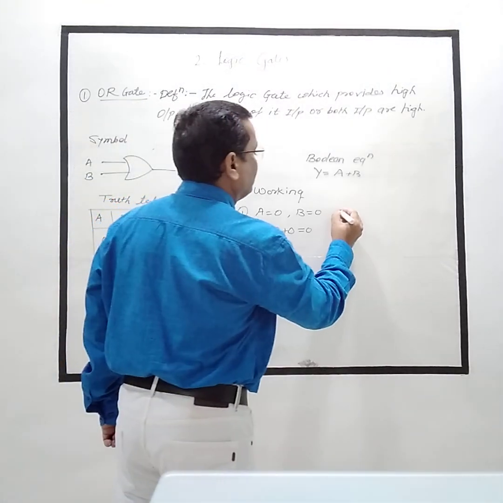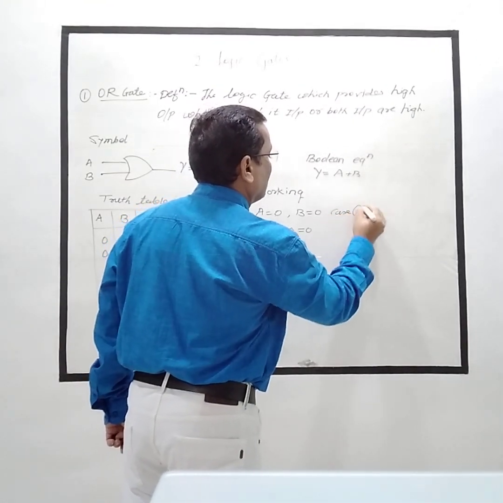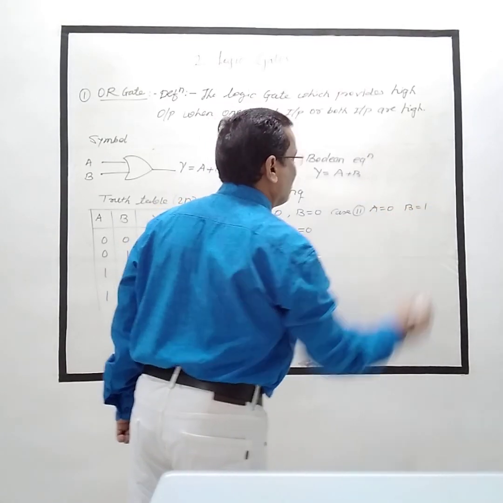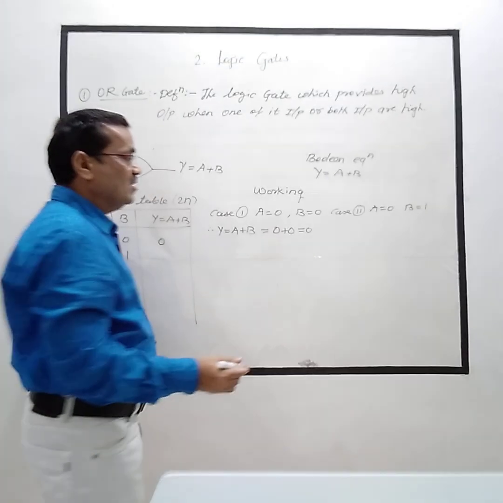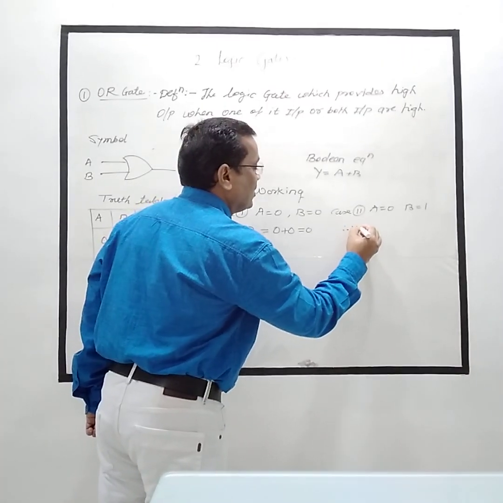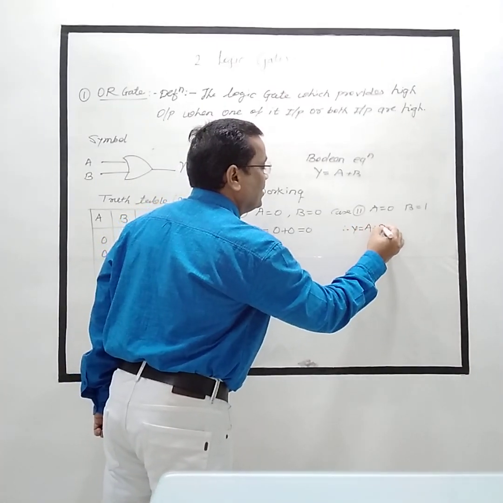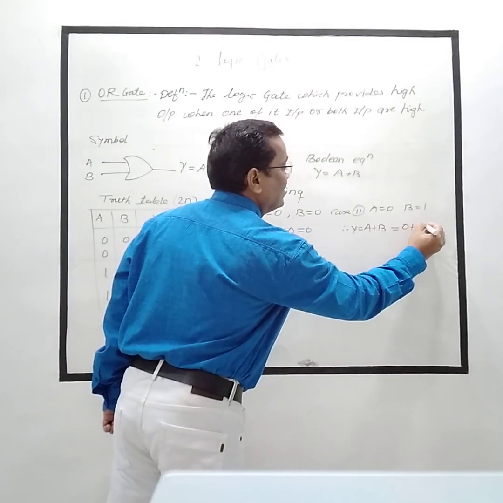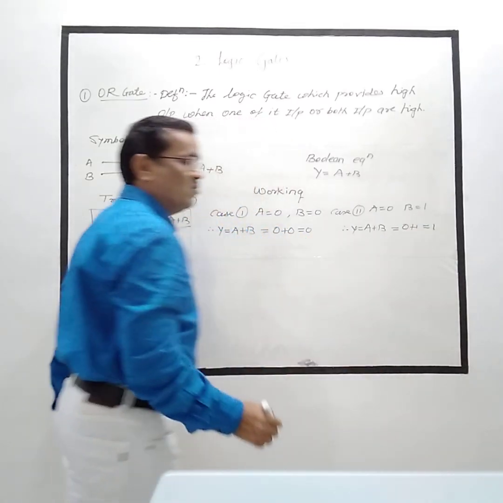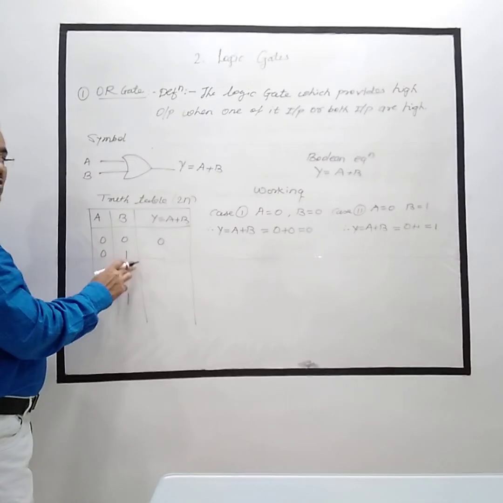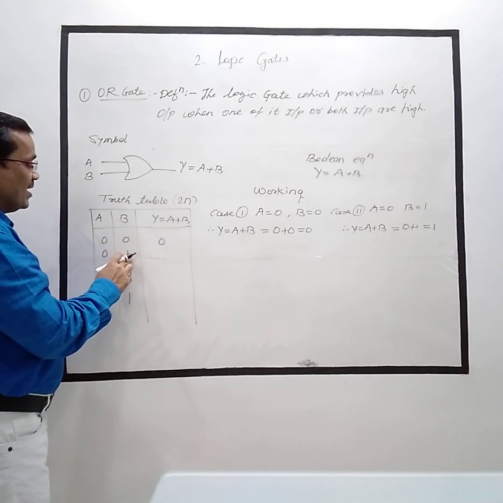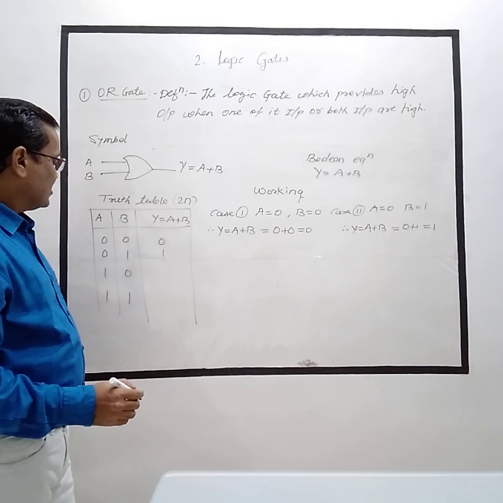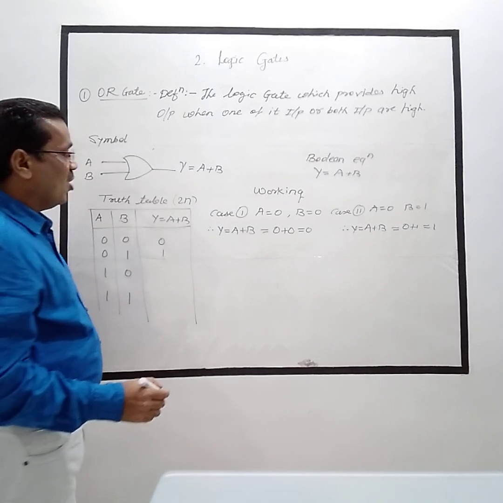Case 2. A is equal to 0, B is equal to 1. What will be the output for this OR gate? So by the Boolean equation, Y is equal to A plus B, that gives A is equal to 0, B is equal to 1, that means 0 plus 1 is 1. That's why we write here in the truth table 0 plus 1 is equal to 1. So this is the second case or second possible output of the OR gate.